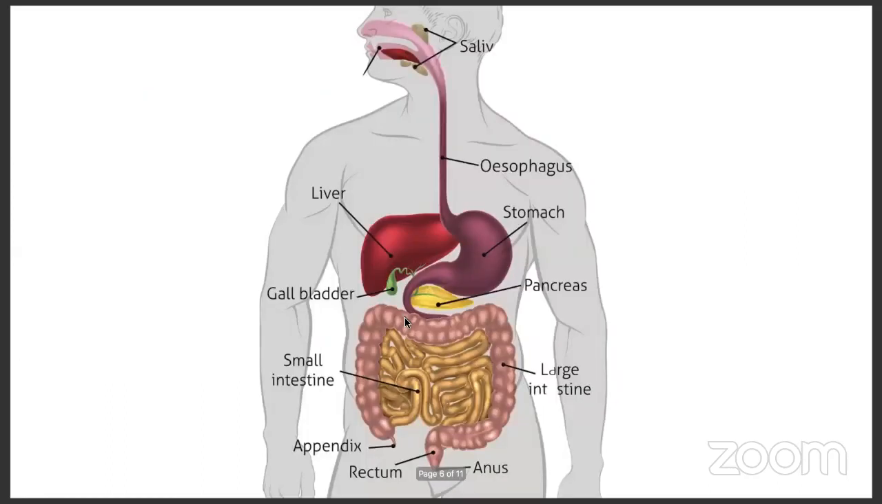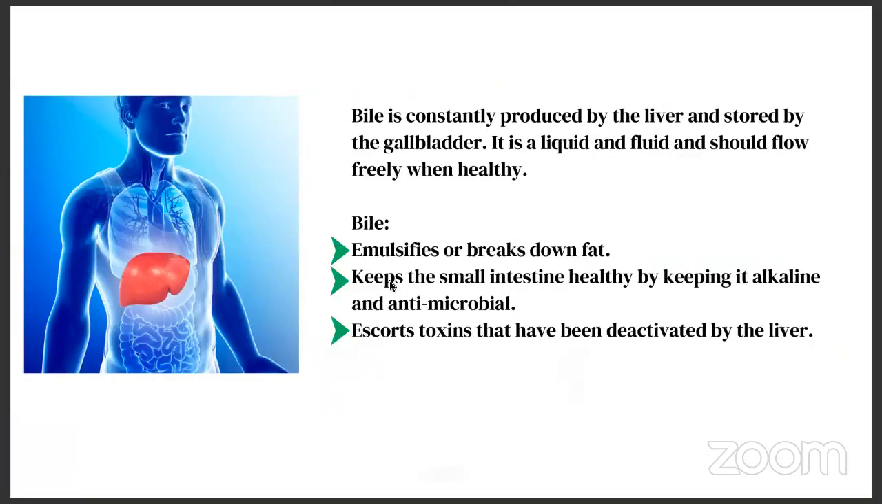Okay, so when we have the liver right here, the liver is the one that is constantly producing bile, and the gallbladder actually stores the bile from the liver. So bile is really a liquid and a fluid, and it should flow freely when healthy. And bile emulsifies or breaks down fat. It keeps the small intestine healthy by keeping it alkaline and antimicrobial, which I'll explain in a moment. And it escorts toxins that have been deactivated by the liver.